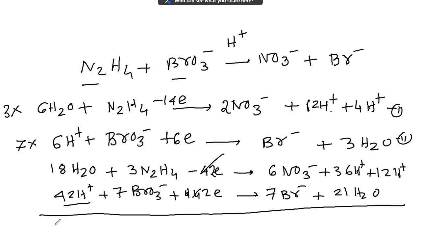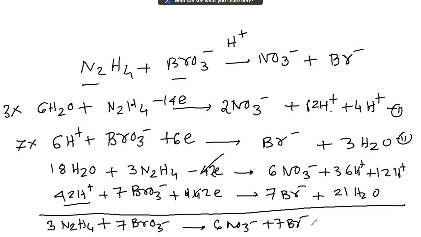So let's write 3 N2H4 plus 7 BrO3 minus gives you 6 NO3 minus plus 7 Br minus plus 6 H plus plus 3H2O. Let's see whether all the atoms and charge are balanced or not.